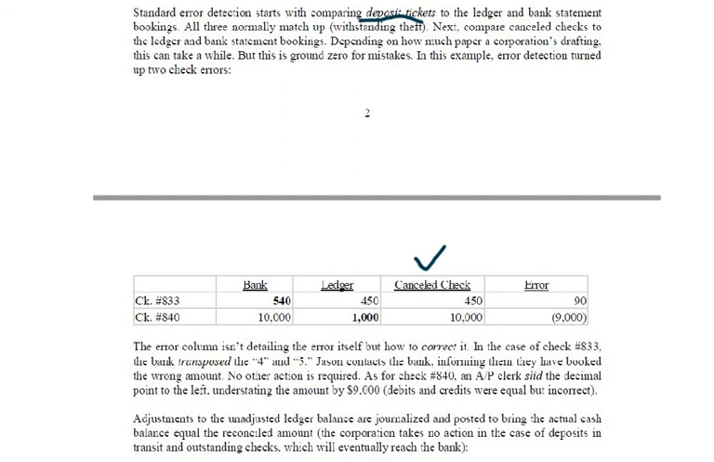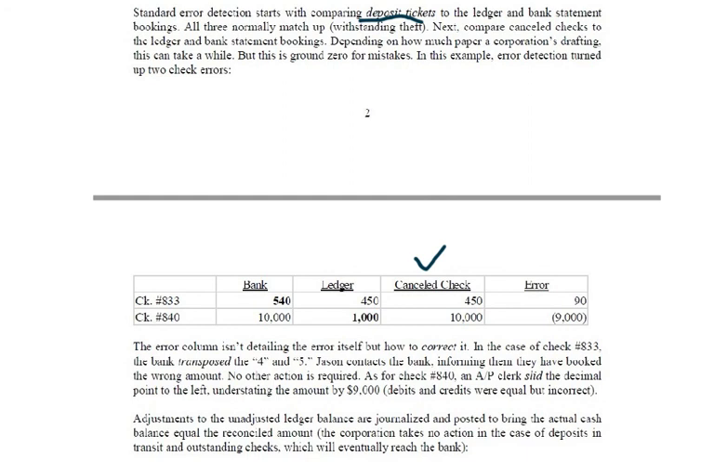So you compare it. Okay, the check is for $5,000. We took $5,000 out of our account. The bank took $5,000. Then you just go to the next one because everything checks out. There's no mistakes. So in this example, there were 2 errant checks. It was 833 and 840.